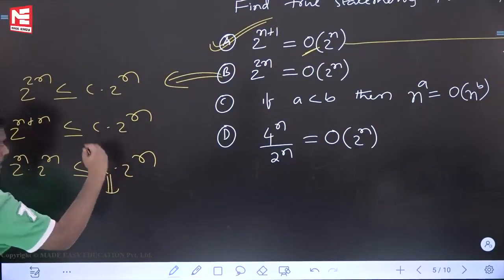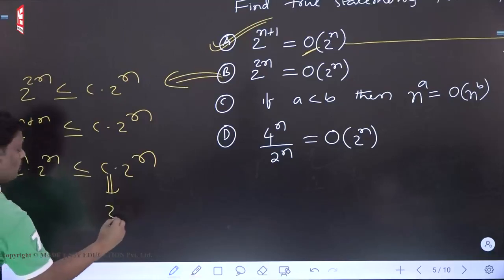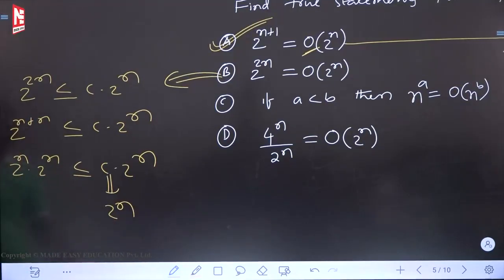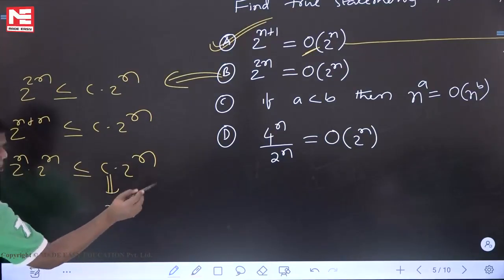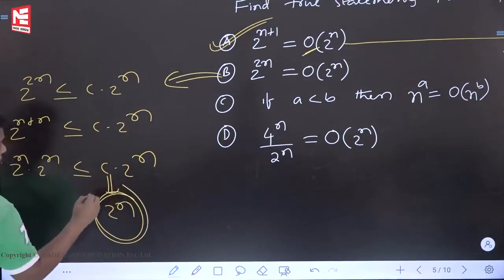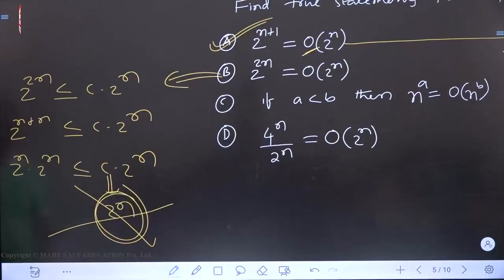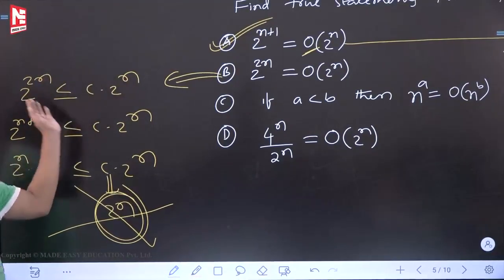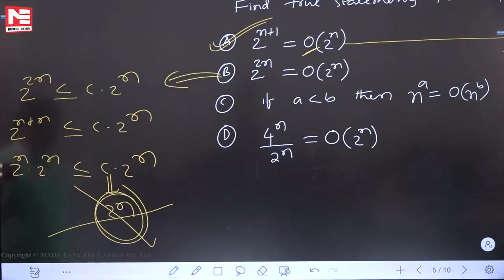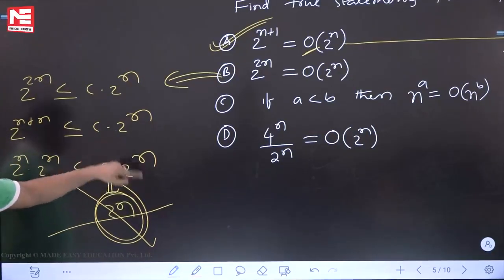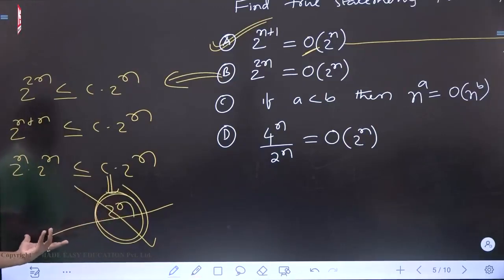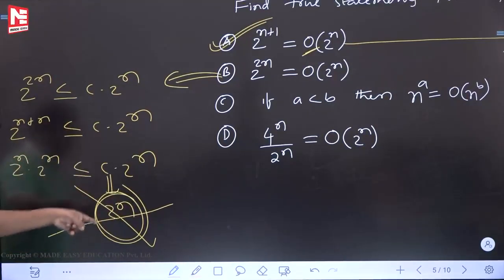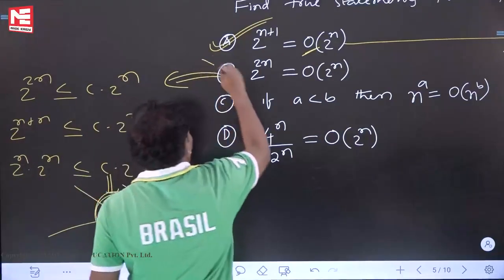If you want to make right greater or equal, c should be 2 power n or more than that. But 2 power n is a function, so it is not possible. Left is 2 power n into 2 power n, right is c into 2 power n. So to compensate, c should be 2 power n. But 2 power n is a function, and c means I can allow only a constant. So option B is false.